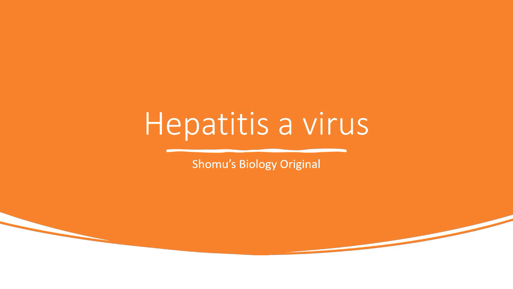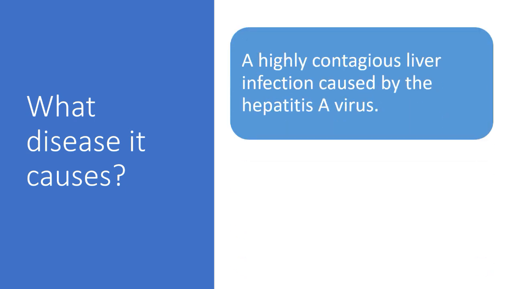So let's talk about the hepatitis A virus in this lecture. What kind of disease does hepatitis A virus cause? Whenever you hear this name hepatitis, whether it's hepatitis A, B, C or D, it is linked with liver disease. Now hepatitis A generally causes an acute liver disease, but other types of hepatitis cause chronic liver disease. So it's a highly contagious liver infection caused by hepatitis A virus.